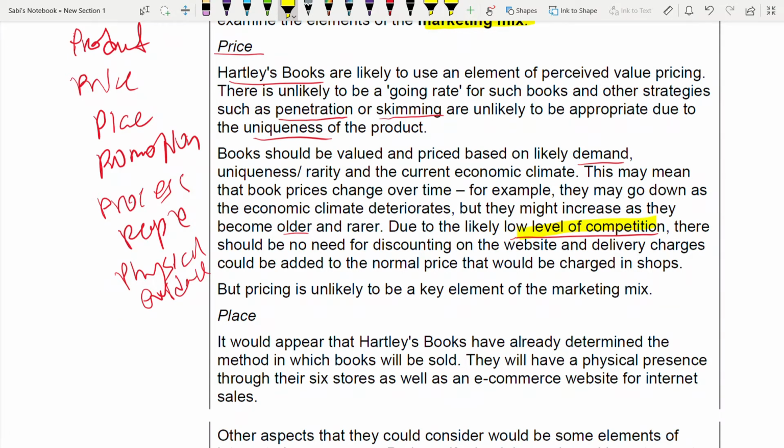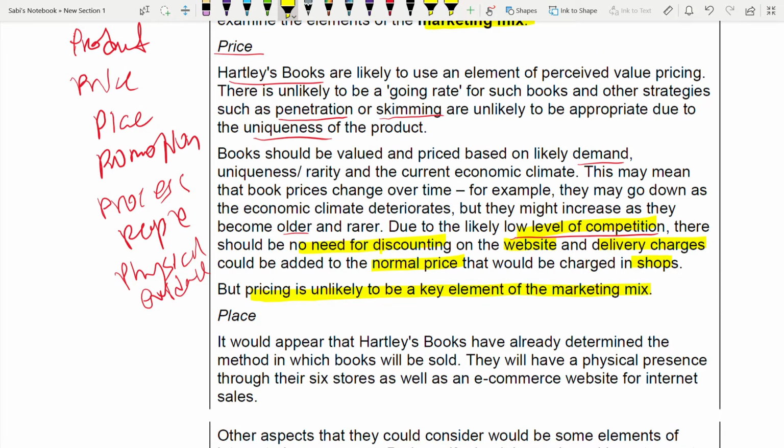We have to talk in terms of e-marketing now. So we have to talk about the website, because for e-marketing you'll be having a website. So no need to discount, because you don't have a competition on the website. So you can add the delivery charges to your normal price that would be charged in the shops. Even online, you can do that. So in this case, pricing is unlikely to be a key element of the marketing mix. You cannot do much with the price here.